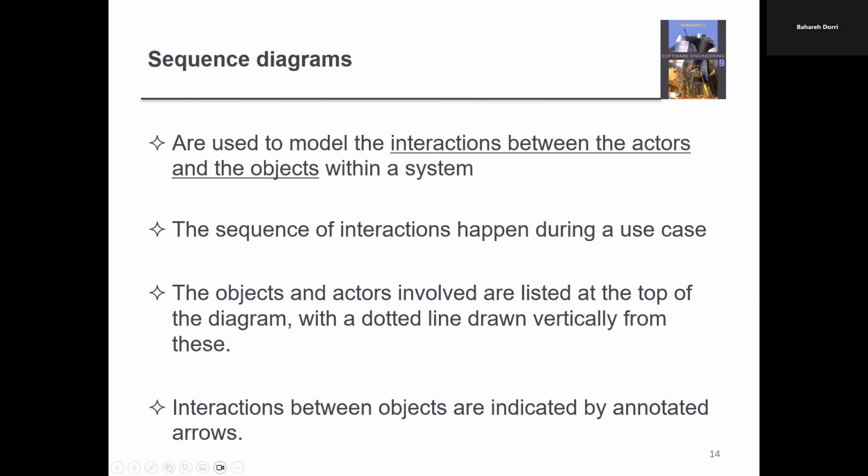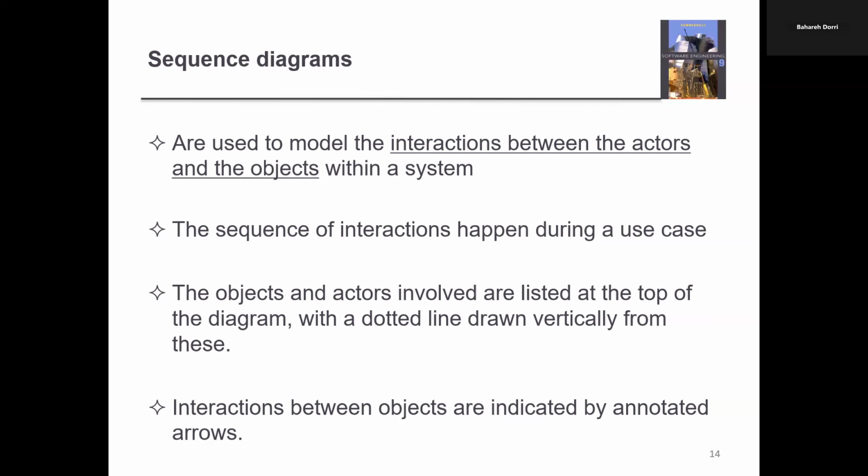Now let's move on to sequence diagrams, which are a type of interaction model in UML. These diagrams are really useful because they let us model the interactions between actors and objects within the system. So unlike use case diagrams that just show what happens, sequence diagrams show how it happens step by step. They capture the sequence of interactions that take place during a use case. In other words, they show who talks to whom, in what order, and what messages or operations are being exchanged.